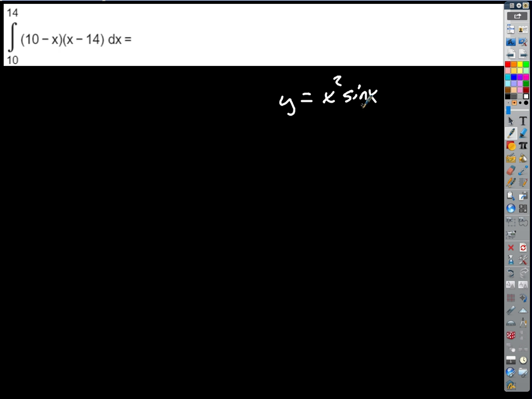So y prime is not equal to 2x times cosine x. I have to use the product rule. So we would have to use some kind of complicated reverse product rule, and that's a higher technique in integration that we won't even get to this year. So that's off the table for us.